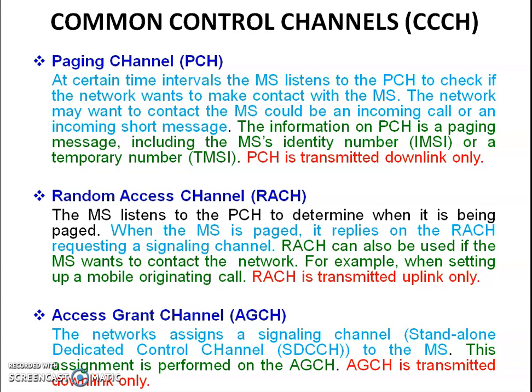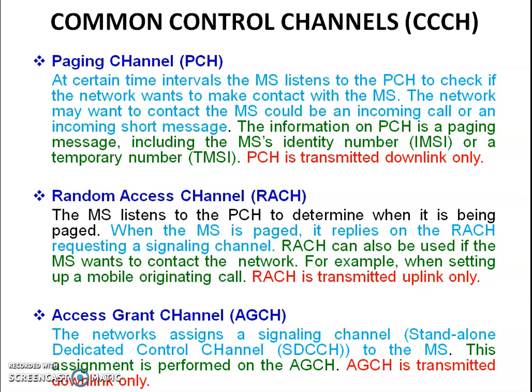The information on the paging channel is the paging message, including the mobile station's identity number like IMSI or a temporary number, TMSI. This paging channel is transmitted downlink only. So this is again only a downlink. Next one, the random access channel. The mobile station listens to the paging channel to determine when it is being paged. When the mobile station is paged, it replies on the random access channel.